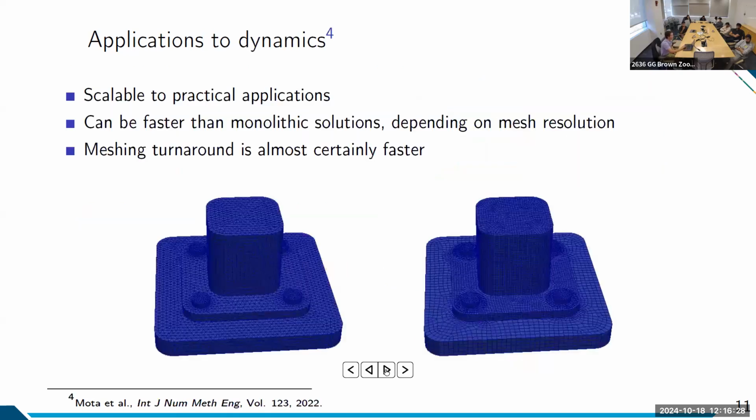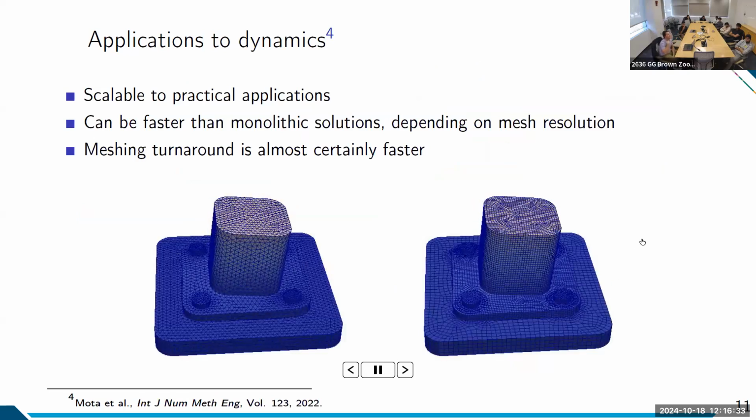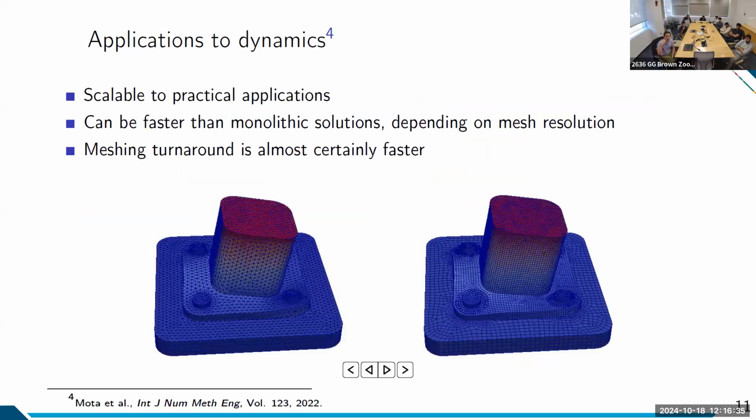It's also been applied to dynamics, and this is another bolted assembly where you can again generate a mesh for these bolts independent of what's occurring on the base plate of the system. On the left is a monolithic solution where all these nodes are matching up in the contact surfaces, but on the right is the independently meshed version, where the bolts are meshed independently, this top plate is meshed independently, and this base plate is meshed independently.